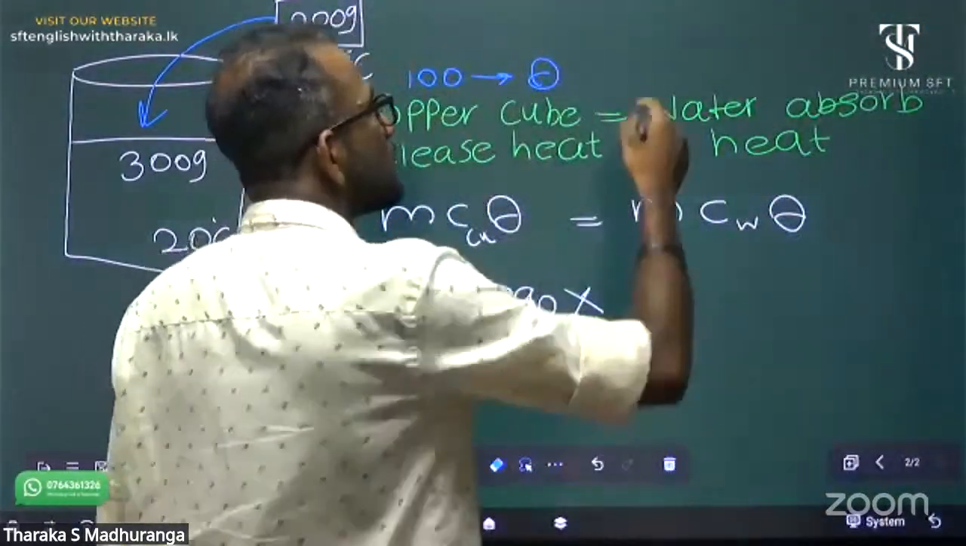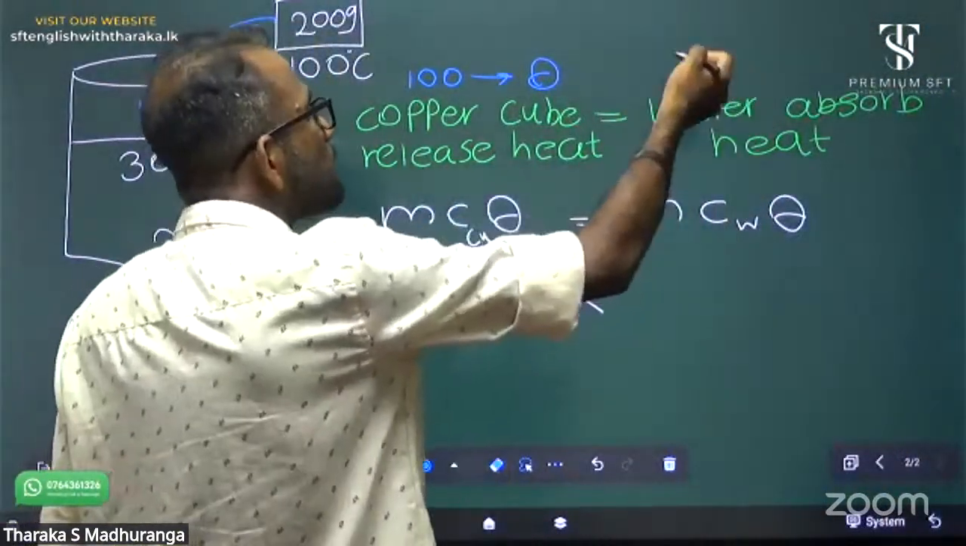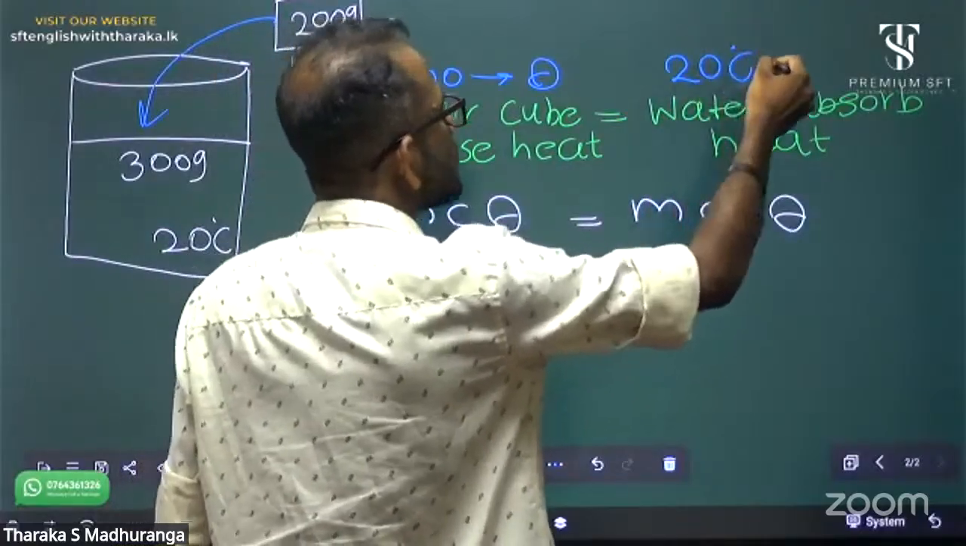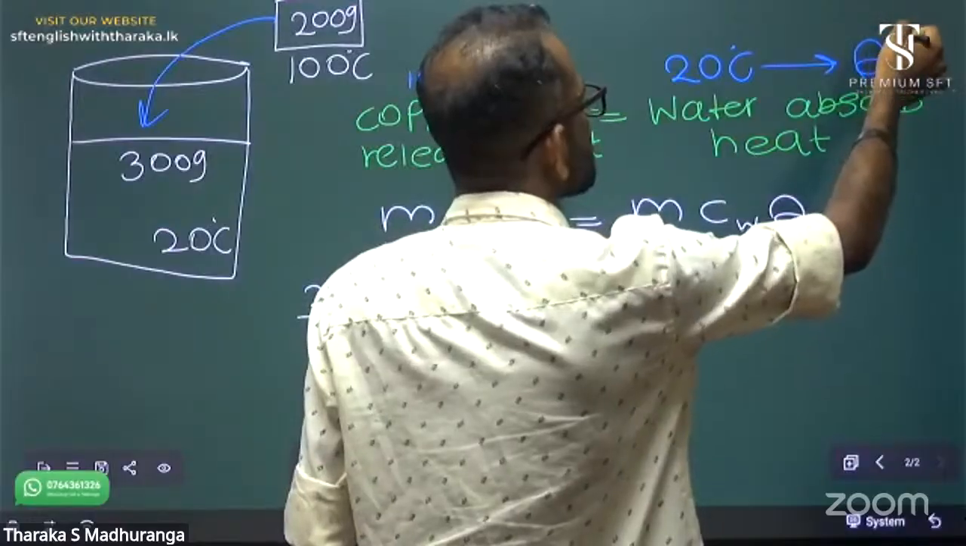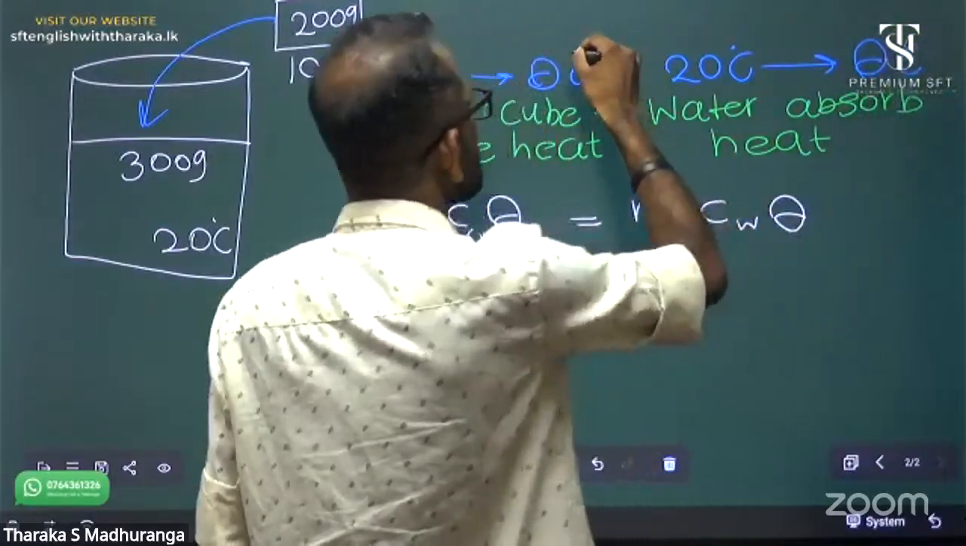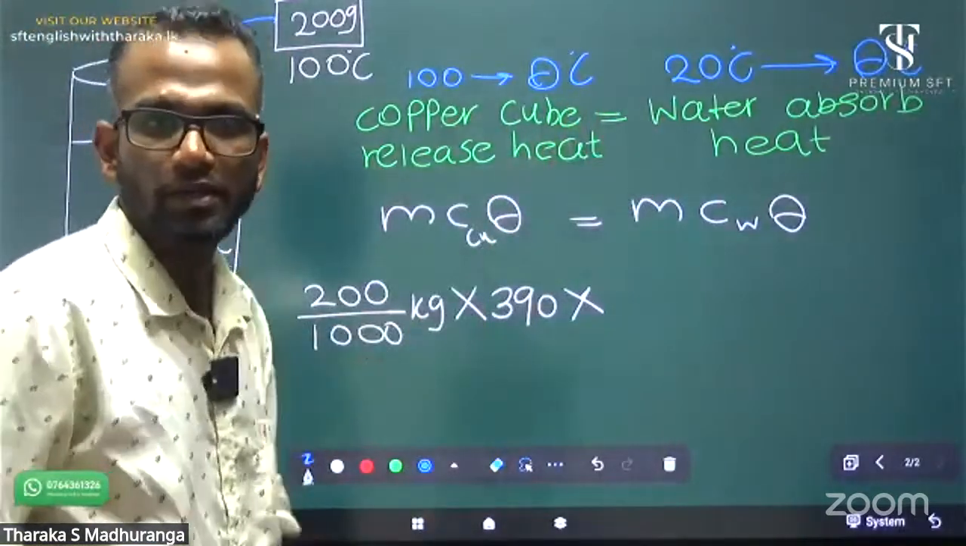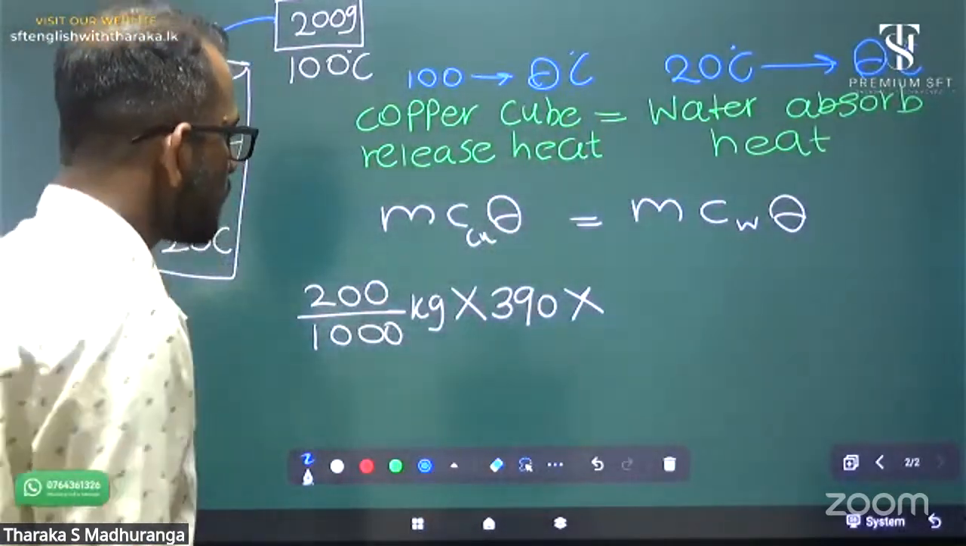Good, Nabil? Then the water temperature, what happened? It reaches theta Celsius. Theta is the equilibrium temperature. Right?